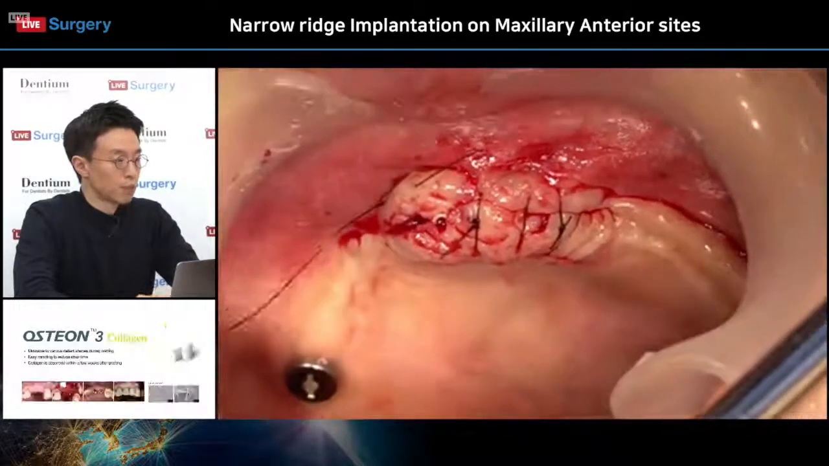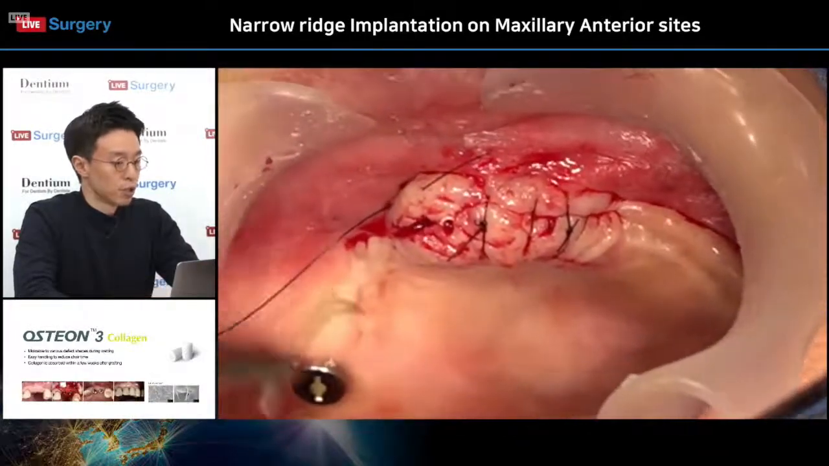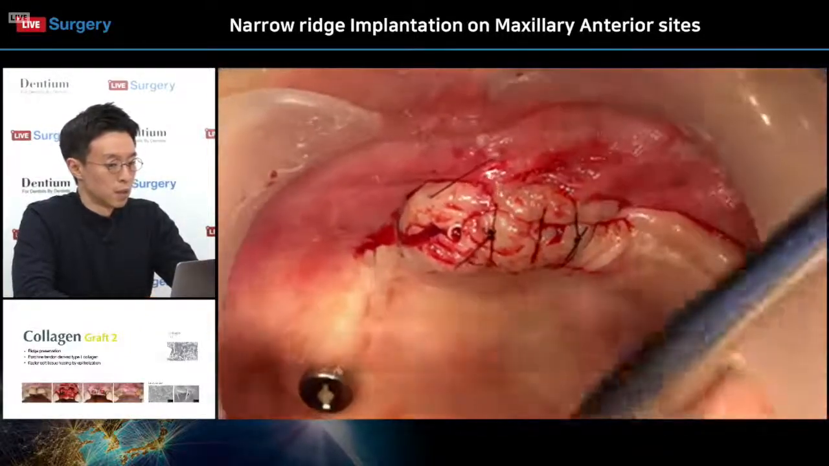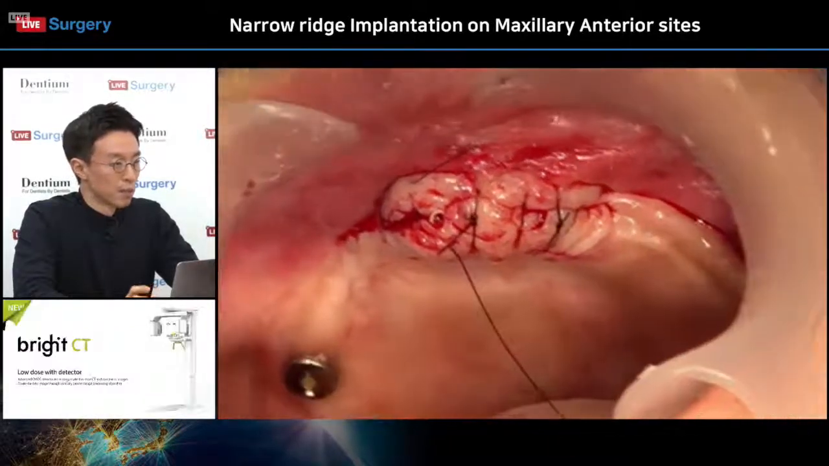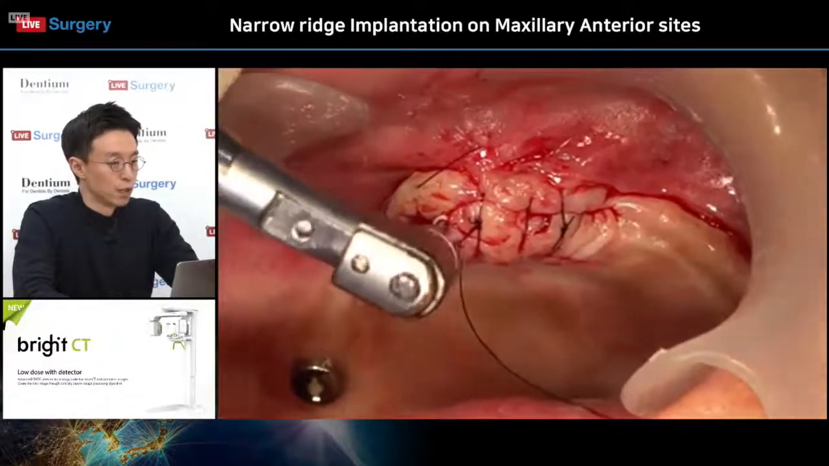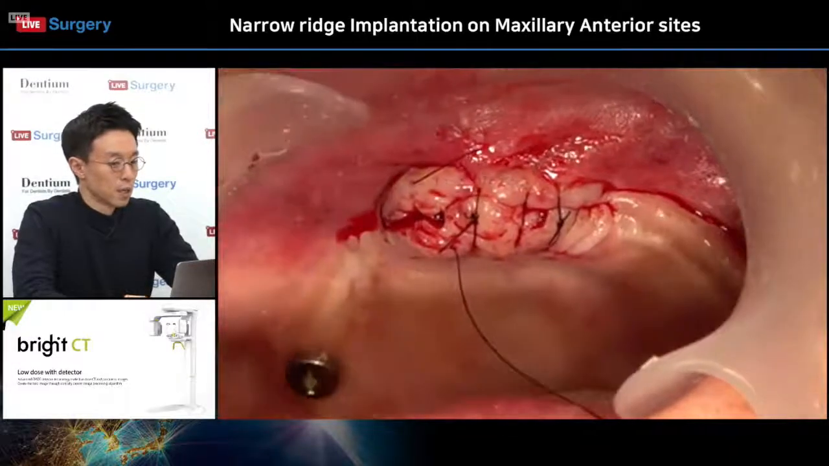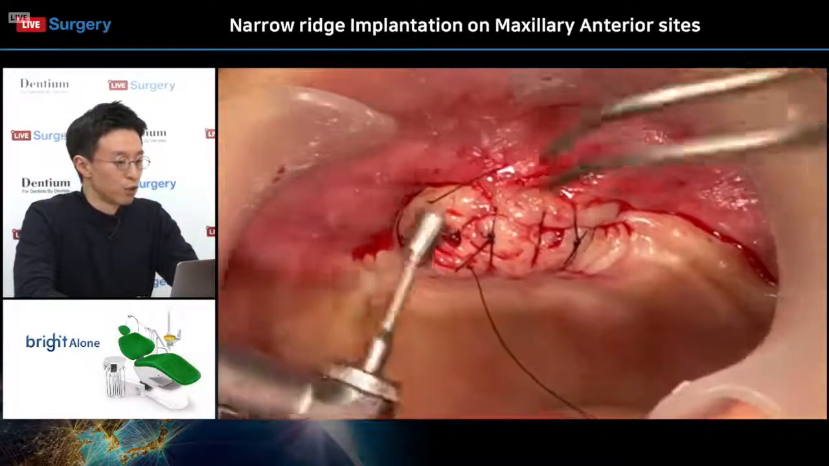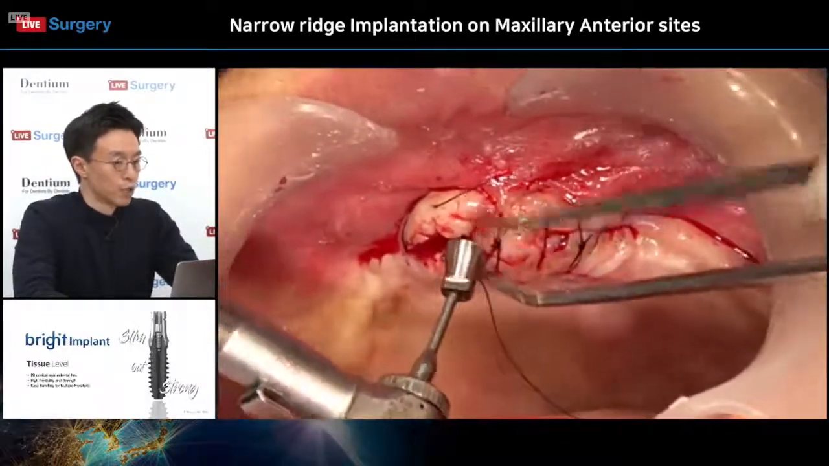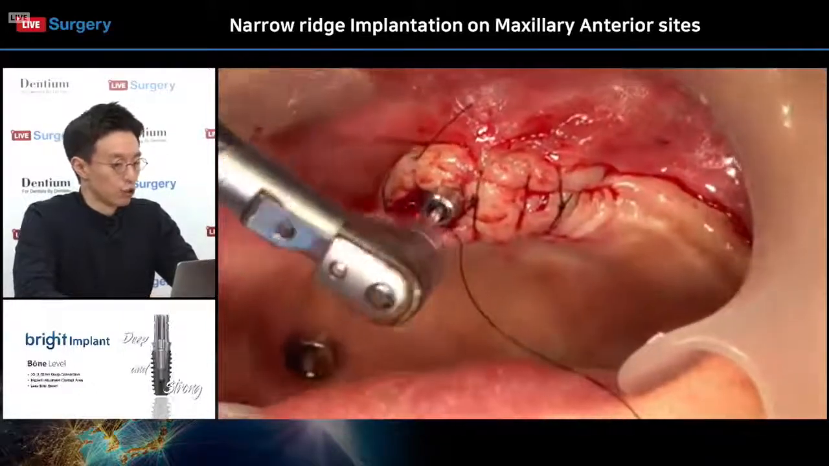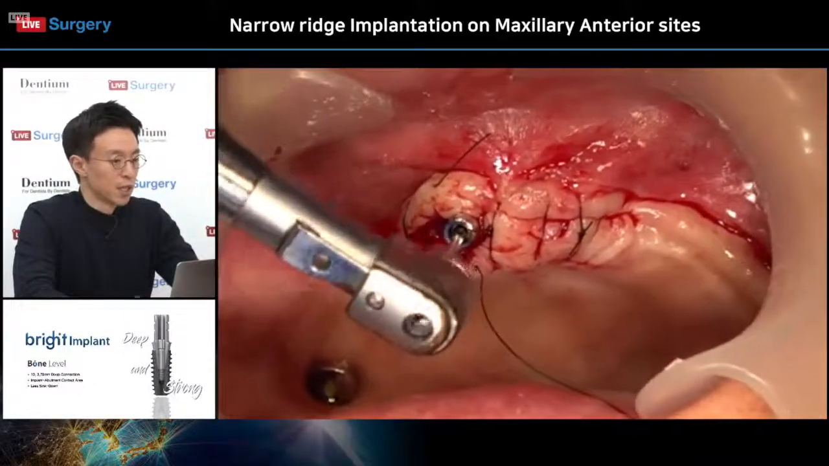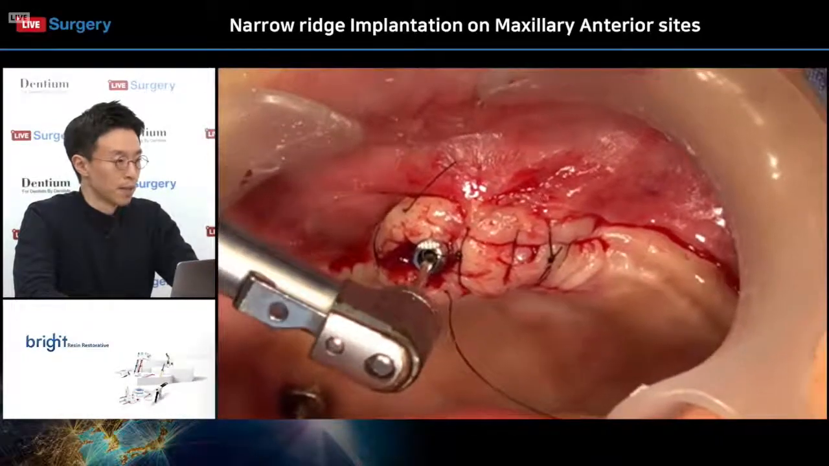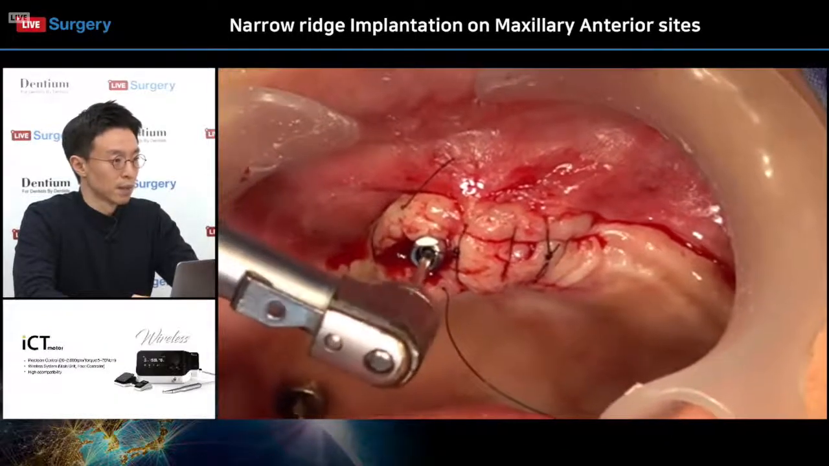He is doing horizontal mattress suture and interrupted suture. There are many kinds of sutures, with the interrupted suture being the most popular. However, if you want to be thorough, I recommend using the horizontal mattress suture and reinforcing it with occasional interrupted sutures, like in this case.